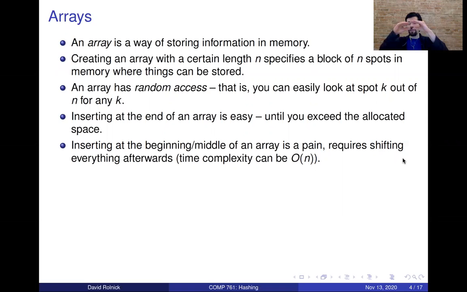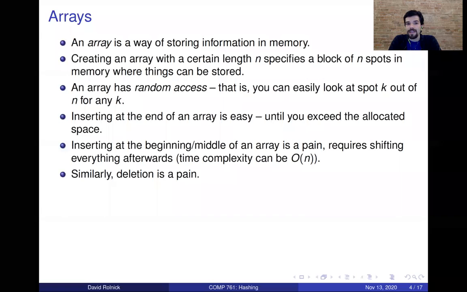So if you have stuff in a nice array here and you want to put something in the middle, you have to shift everything. The time complexity can be O of n, the number of things that you have there, because you have to shift a lot of things. And similarly, deletion is a pain. So again, the array gives you nice fast random access, but insertion and deletion can be a pain.